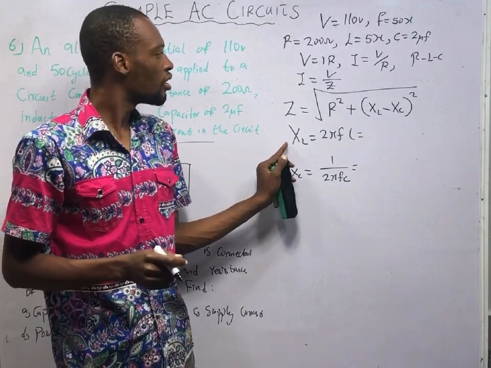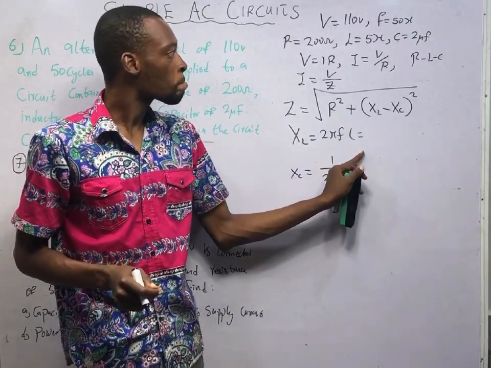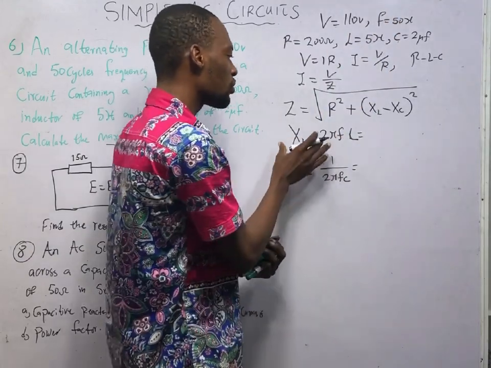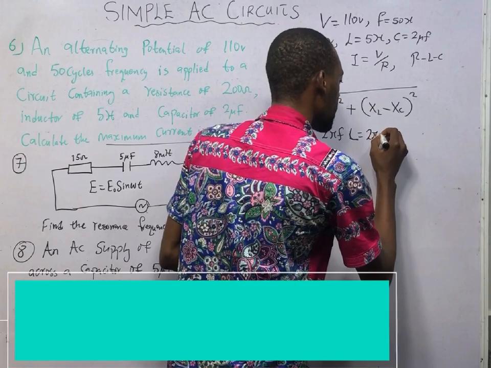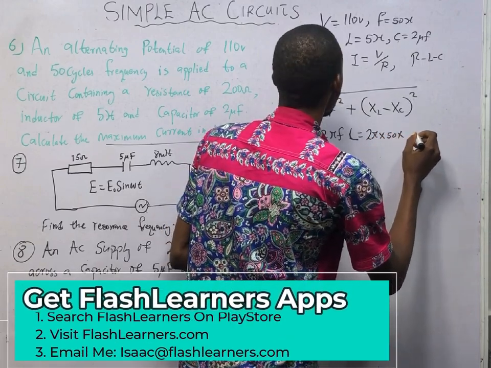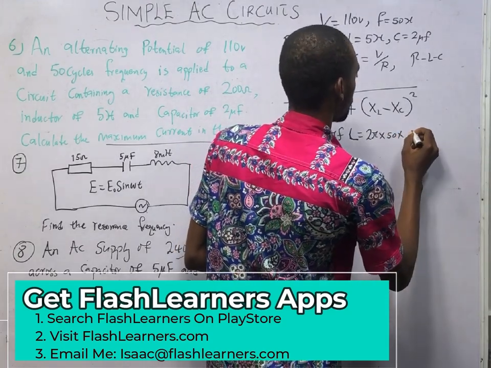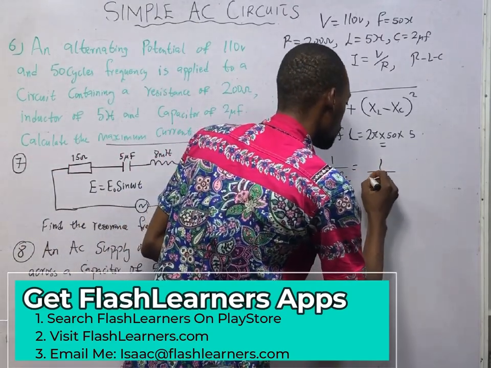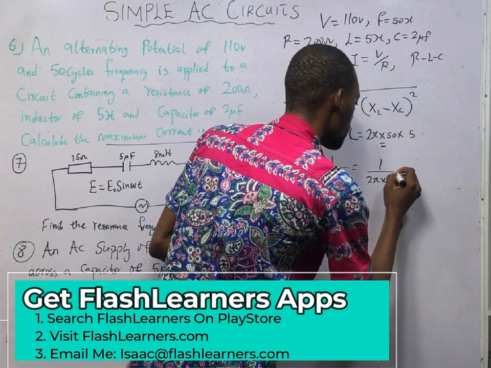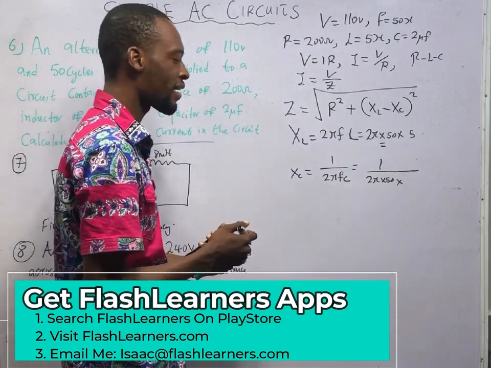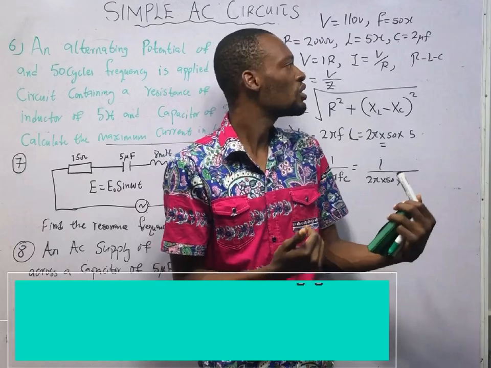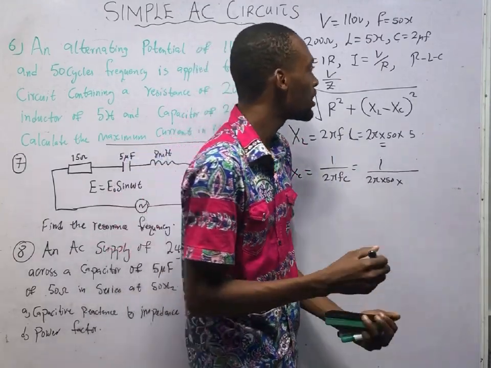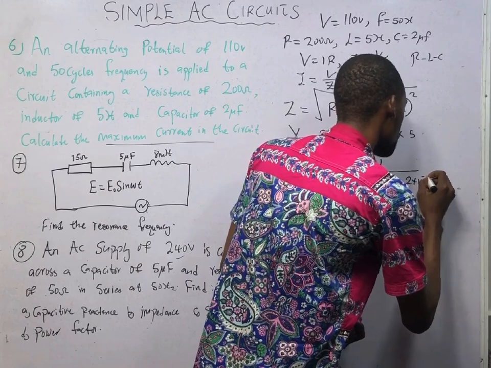Let's look at inductive reactance. For inductive reactance, 2 pi FL, we have the L, which is the value of the inductor, to be 5 Henry. We have frequency to be 50 Hz. So XL is simply 2 pi times 50 times L, 5. For the capacitive reactance, we have 1 over 2 pi FC. So capacitive reactance is simply 1 over 2 pi times 50 times C, where C is 2 microfarad. When we are given capacitors in microfarad, we simply convert to farad. How do you do that? You multiply by 10 raised to the power of minus 6. So here we have 2 times 10 raised to the power of minus 6.